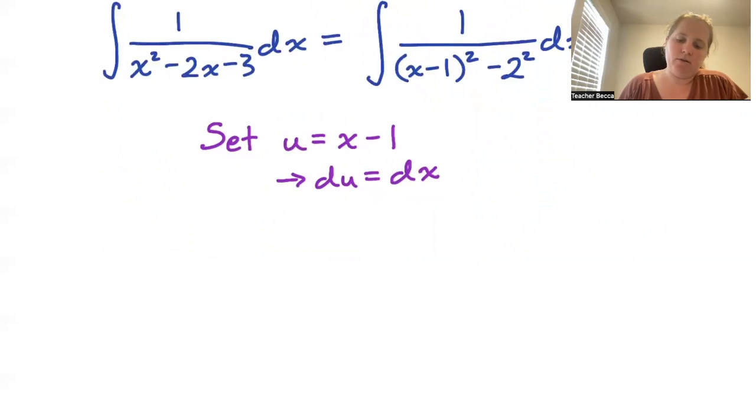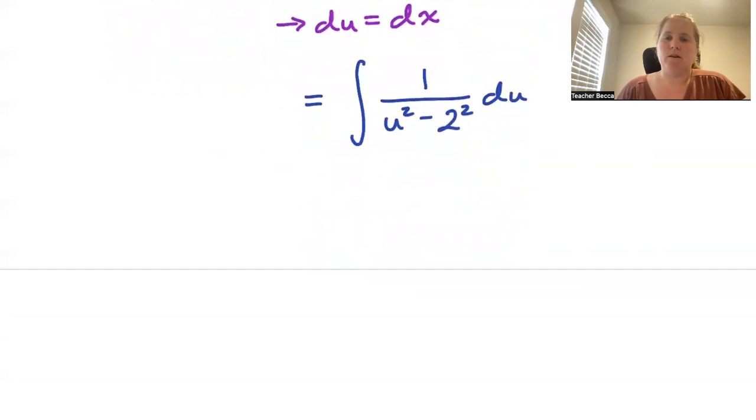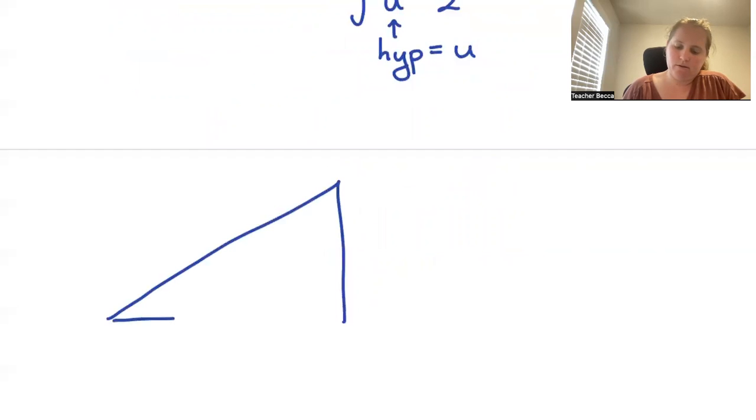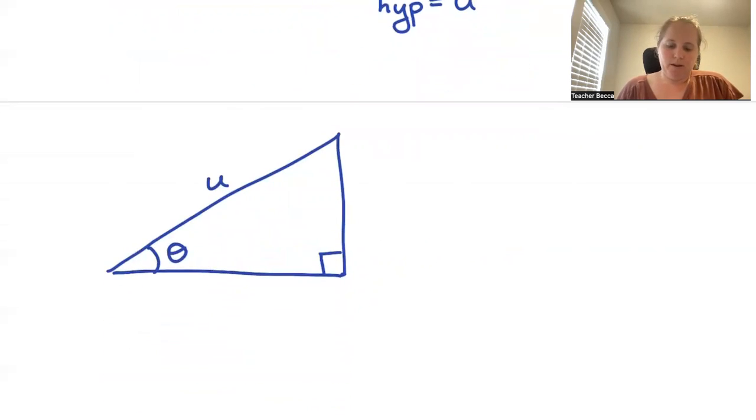And we have our integral is the integral of 1 over u squared minus 2 squared du. Setting up our right triangle trig, this u squared out front and then minus means that our hypotenuse is our u. So we are looking at a right triangle with a hypotenuse of u. We want our 2 to be the adjacent to theta, and then the opposite will be the square root of u squared minus 2 squared.